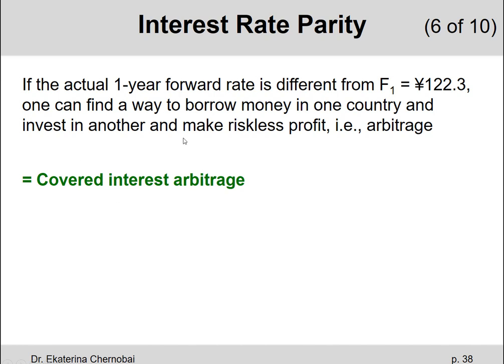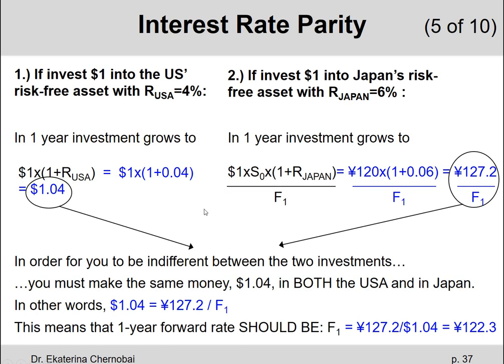In this particular context with the interest rates, it's called a covered interest arbitrage. Let me go back by one slide and give you an example. Let's say the 1-year forward rate is not 122.3 but only 121. So it's less than it should be. If it's only 121, less than it should be, which country are you going to prefer? Are you going to want to invest in the United States or in Japan?